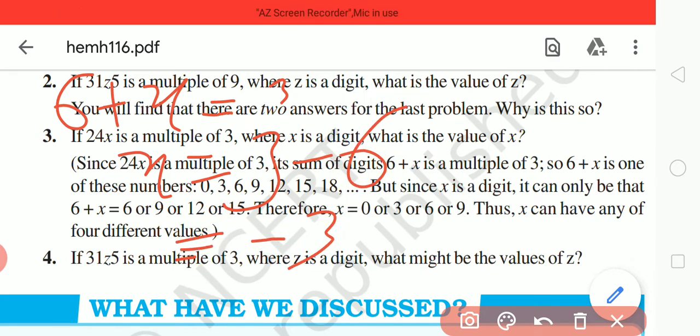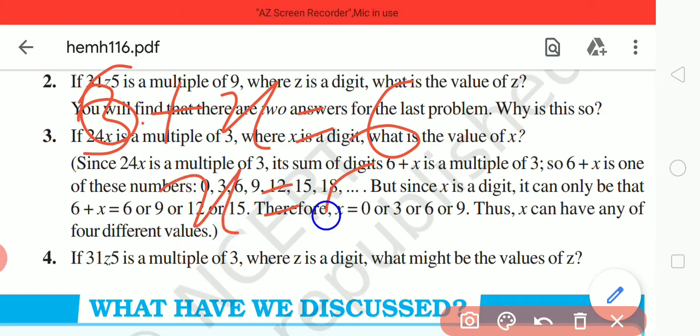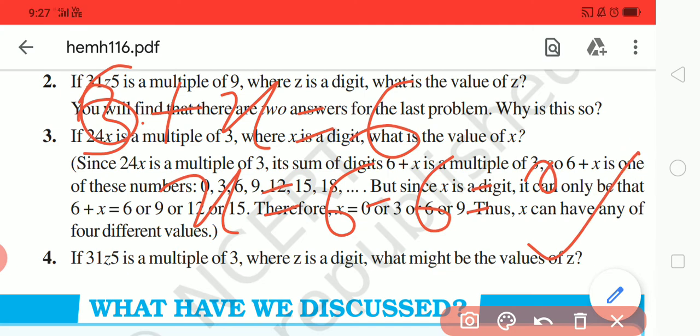So negative value is not possible, because it is a positive number, so the digit must be positive, so this case will not be taken. Now take the next case. 6 plus x is equal to, the second multiple is 6, so x is equal to 6 minus 6, that is equal to 0. So yes, it is possible. So one value of x is 0.